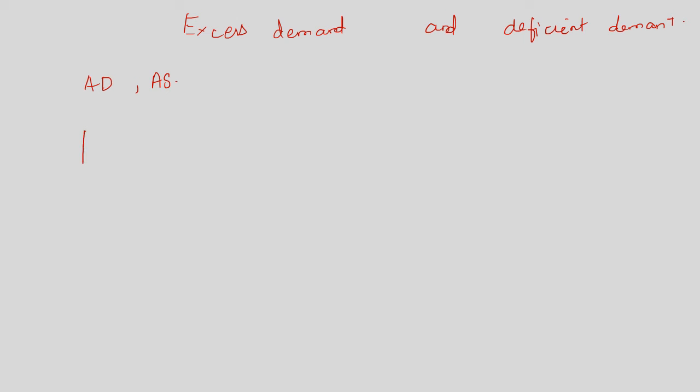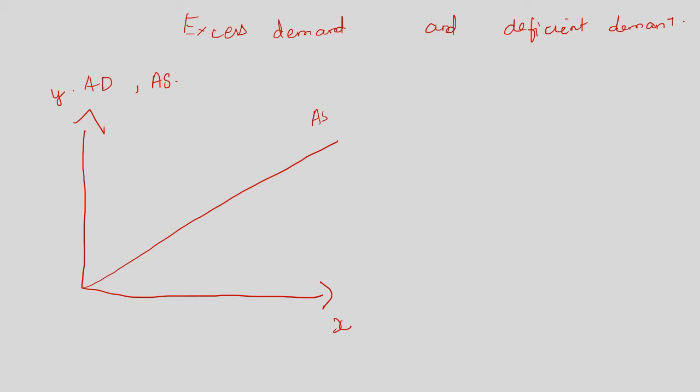So first I will explain in this diagram. Note it down. This is the x-axis, this is the y-axis. Here, what is your aggregate supply curve? It starts from the origin, right? It goes like this. It is aggregate supply or income, right? The aggregate demand curve starts from here, right? So it goes like this, which is the aggregate demand curve.